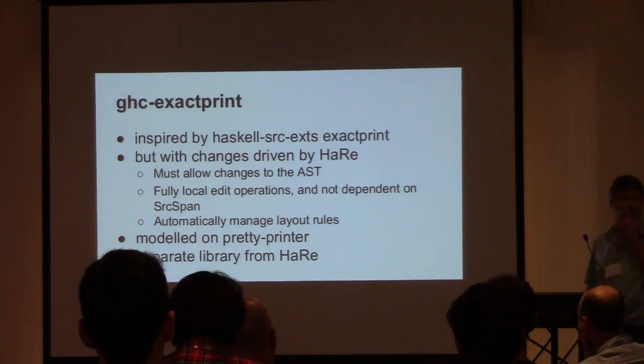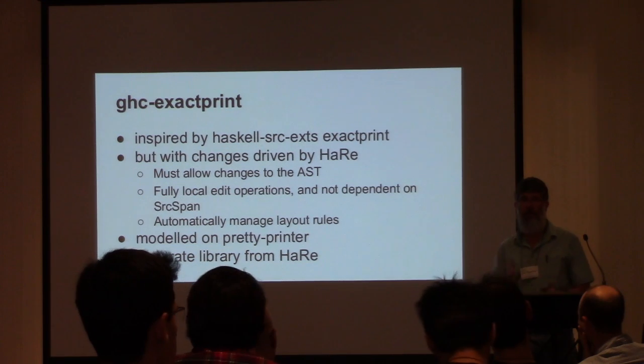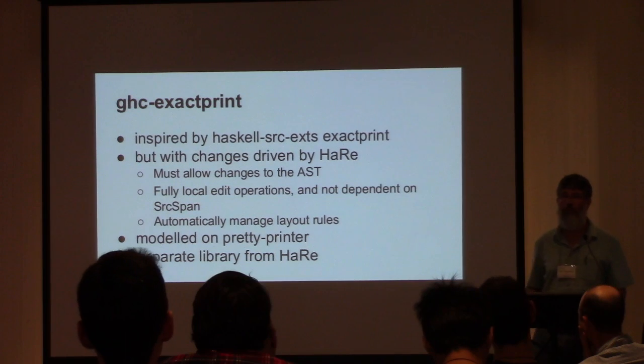It's telling us the differences from Haskell source exactprint, but we don't know what that is. Okay, the Haskell source exactprint is, they have an annotated AST. Just tell us what your one does, rather than by telling us a diff.